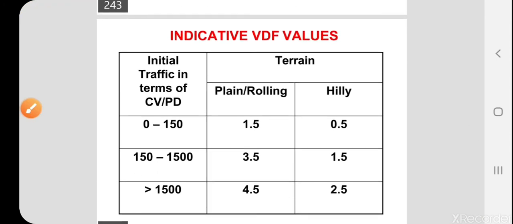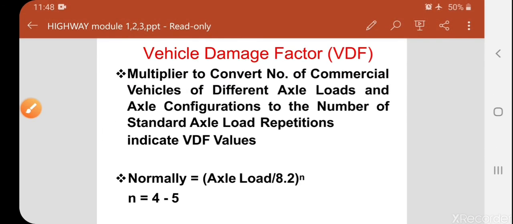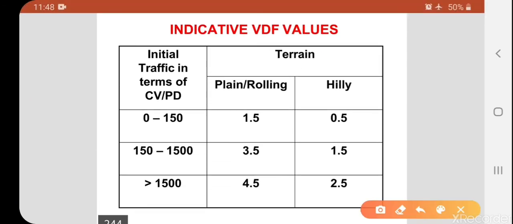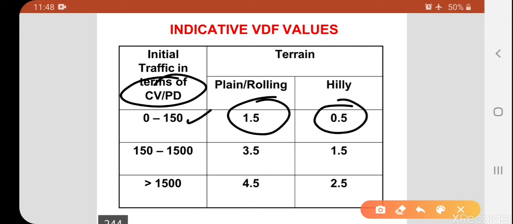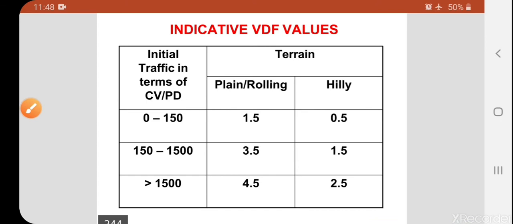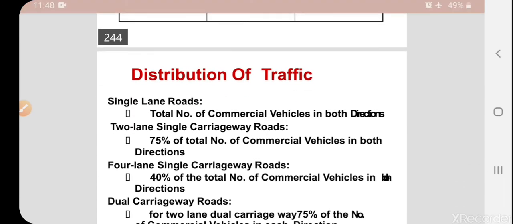So you can see here, the indicative VDF value, vehicle damaging factor value, for initial traffic in terms of CV per day: 0 to 150, if the terrain is plain or rolling 1.5, or if it is hilly 0.5. For 150 to 1500, plain terrain will be 3.5, hilly it will be 1.5. If it is more than 1500, plain or rolling will be 4.5, hilly will be 2.5. You should remember this table. If you want more information, refer to the Khanna and Justo textbook.